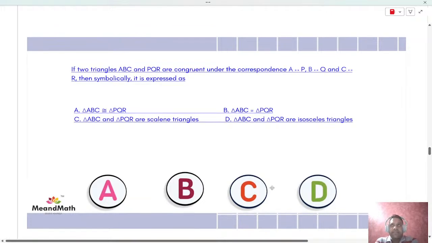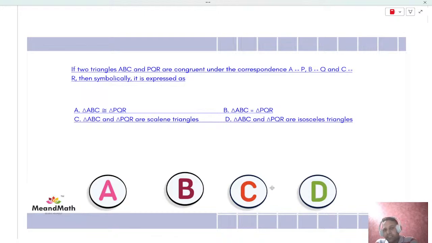If two triangles ABC and PQR are congruent under the correspondence A equal to P, B equal to Q, and C equal to R, then symbolically it is expressed as. The same question we have done already. If you paid attention, I have explained this thing quite well in the previous questions. So I hope this question is now very easy for you. After my explanation in the previous question, this is very easy. If you did not pay attention at that time, then this question is a little bit different.